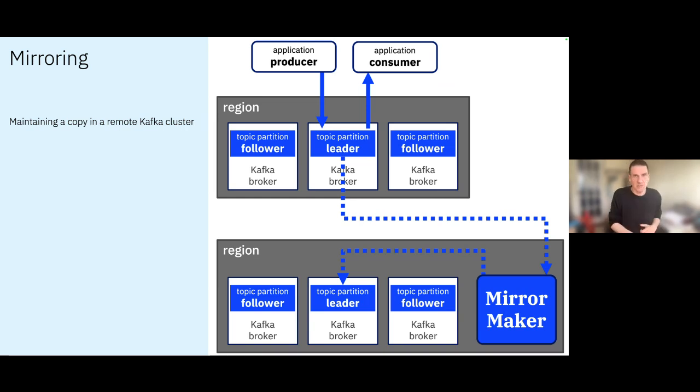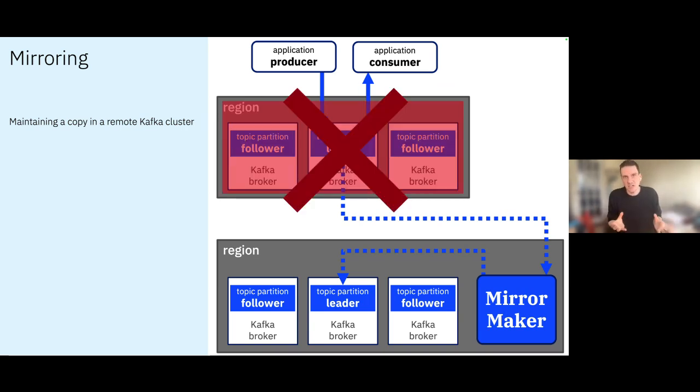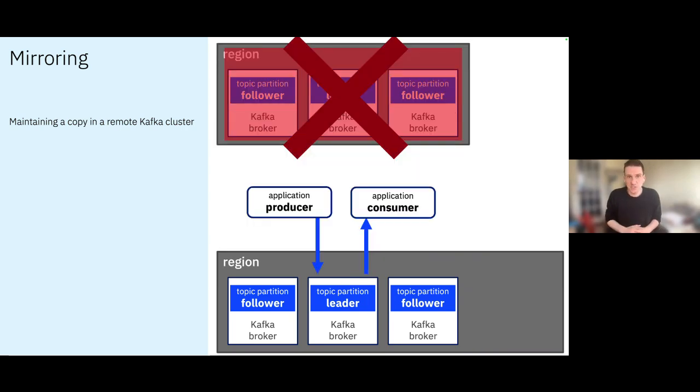And we do this kind of mirroring so that in the event that we lose an entire region, we have a mirror, a copy, a remote copy on a separate Kafka cluster running in a separate region, totally isolated from that primary region. So hopefully isolated from whatever caused that major disaster. And our applications can then switch over to using the topics on that backup Kafka cluster.